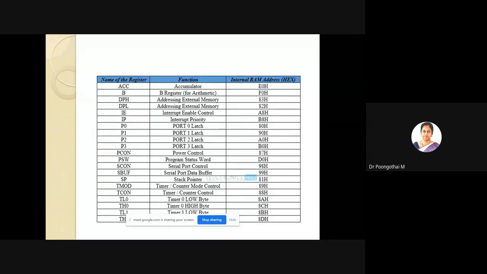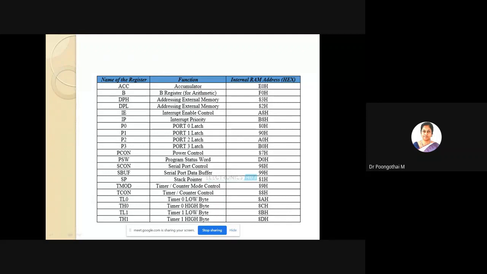And these are special function registers available in 8051 architecture. So I will explain one by one. Please note it down. Students, please note it down. What is accumulator? So accumulator internal address is E0. So every special function register is associated with one internal RAM address. So the size of the RAM address is 8-bit.